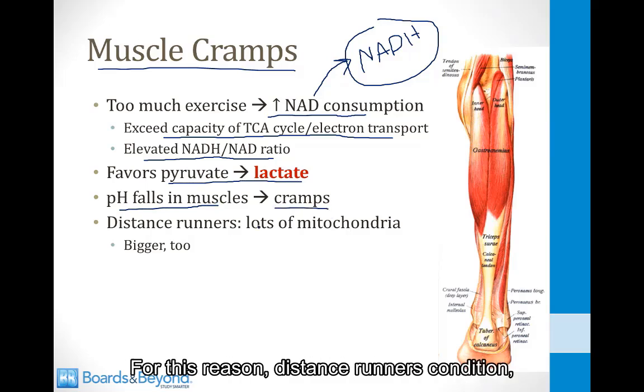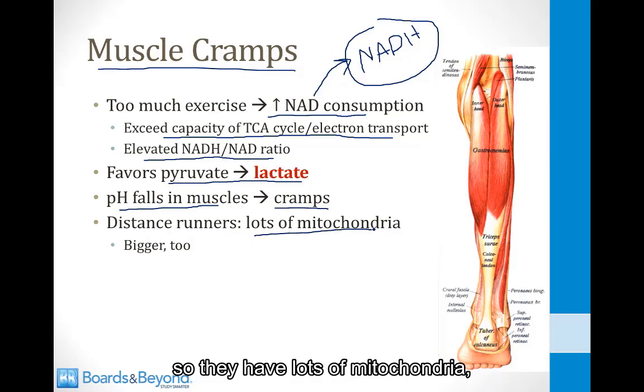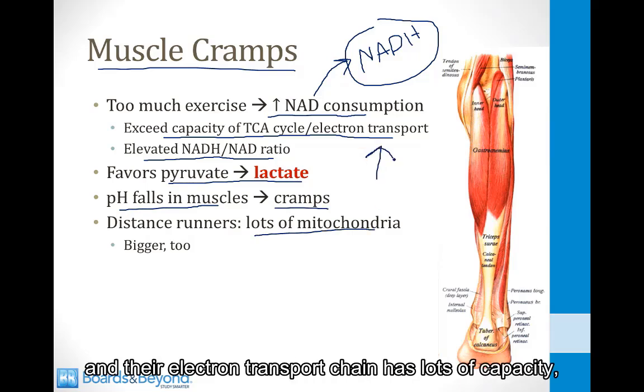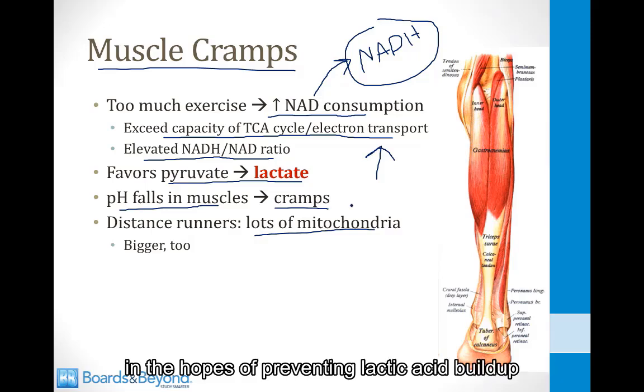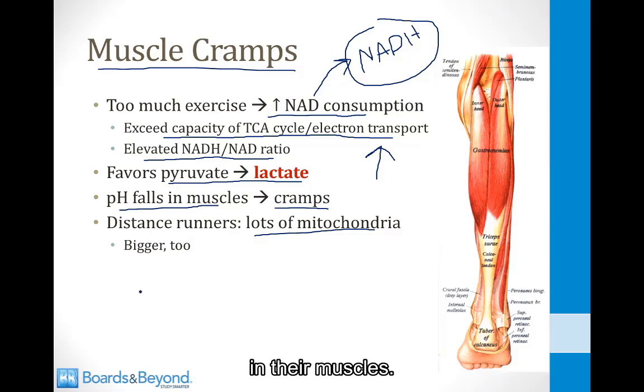For this reason, distance runners condition so they have lots of mitochondria and their electron transport chain has lots of capacity in the hopes of preventing lactic acid buildup in their muscles.